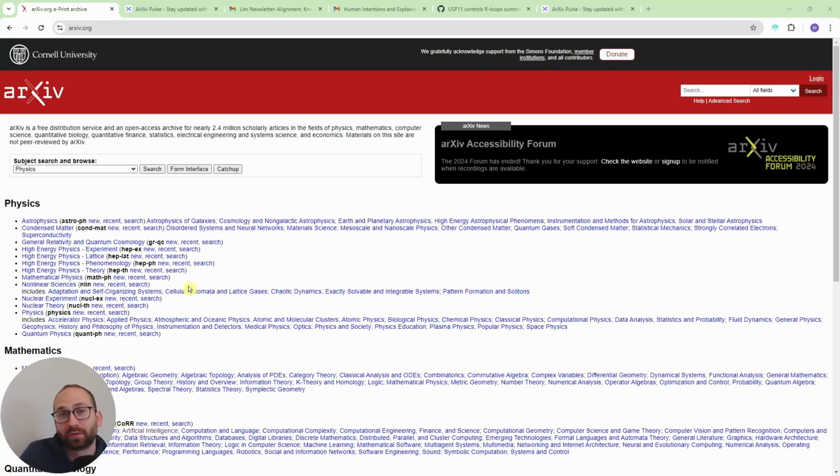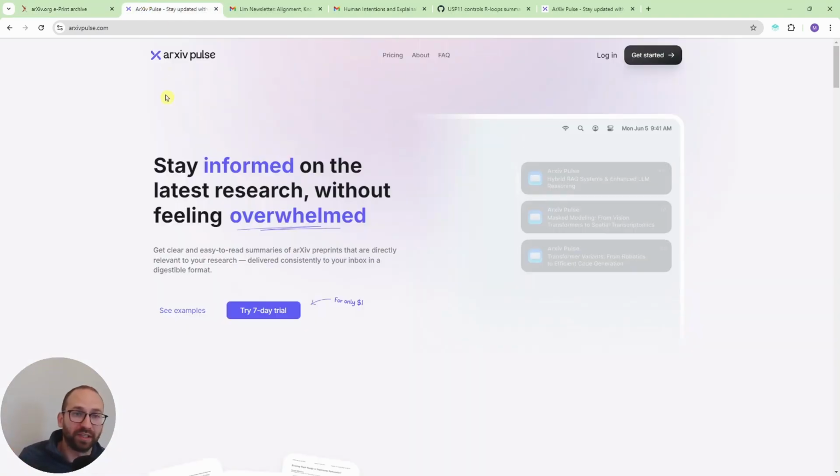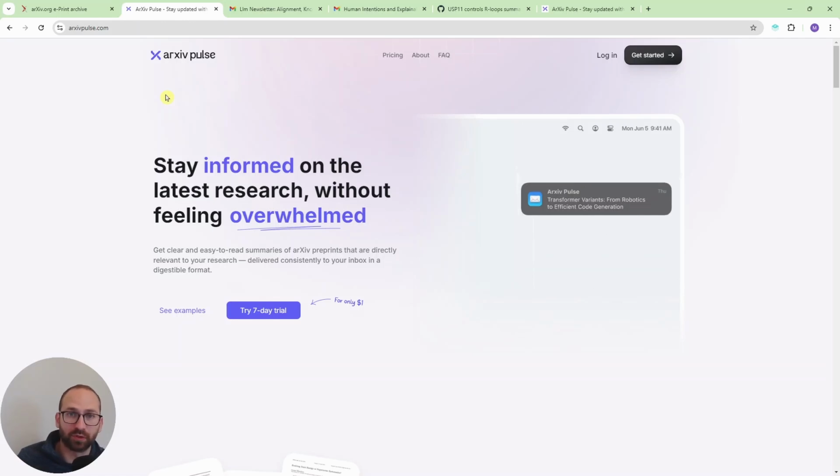So, if you are one of those lucky or unlucky people who use Arxiv preprints, the Arxiv database, to get all the information you need for your research, then you know how time-consuming going through the Arxiv database is. And obviously, this creates a demand for a solution. A potential solution for you is Arxiv Pulse. This is what I want to talk about.